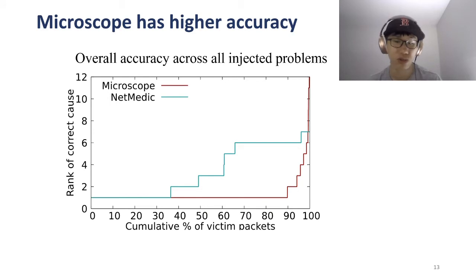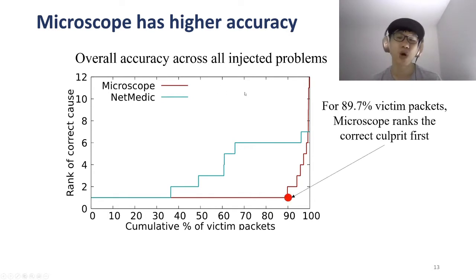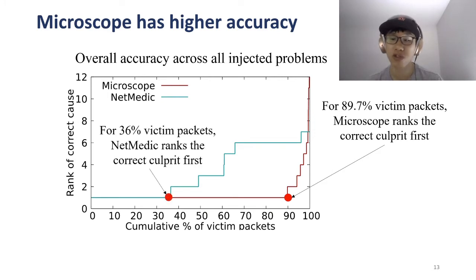This figure shows the result. The x-axis represents the cumulative percentage of victim packets, and the y-axis represents the rank of the correct cause for each victim packet. Let's look at certain points. This point means for 89.7% victim packets, Microscope successfully ranks the correct cause first, while for only 36% victim packets, Netmatic ranks the correct cause first.